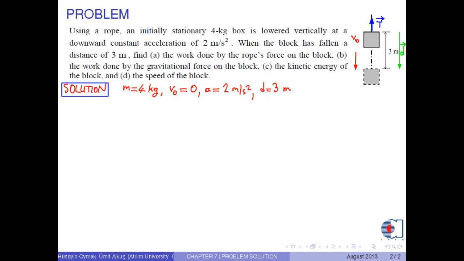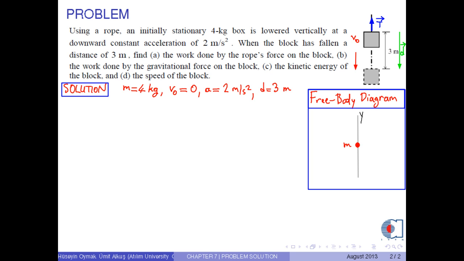Before solving the problem, let us draw the free-body diagram of the object. We have only two forces, the gravitational force and the tension force. And since the motion is downward, the constant acceleration and the displacement vector are drawn like this.